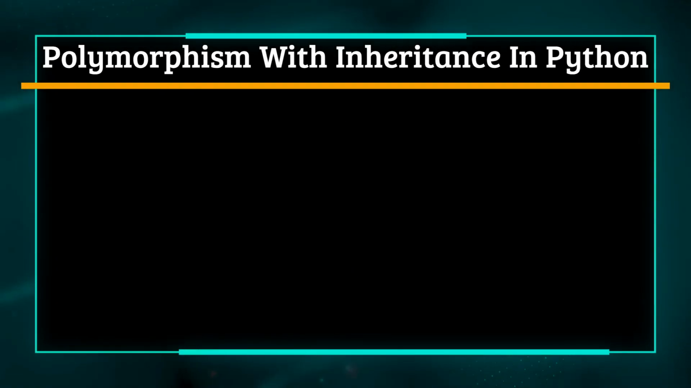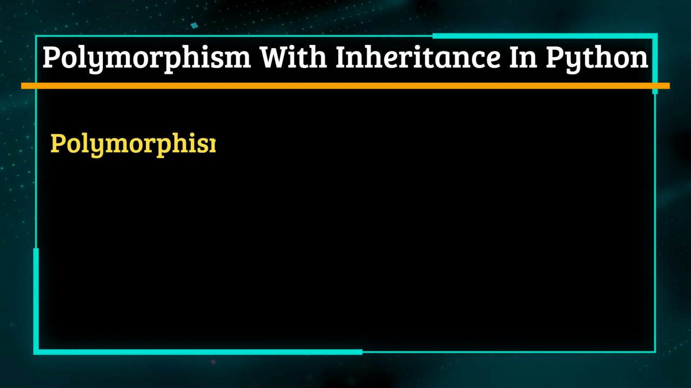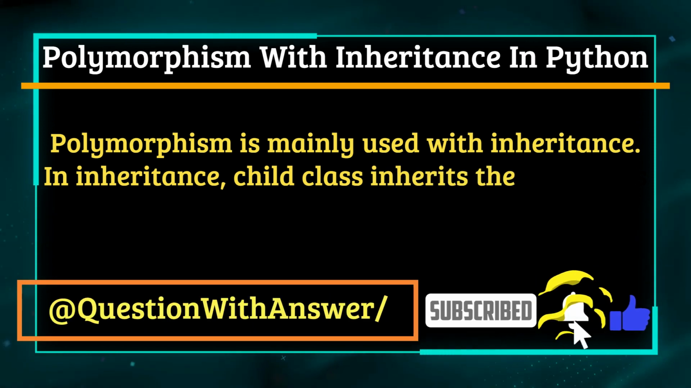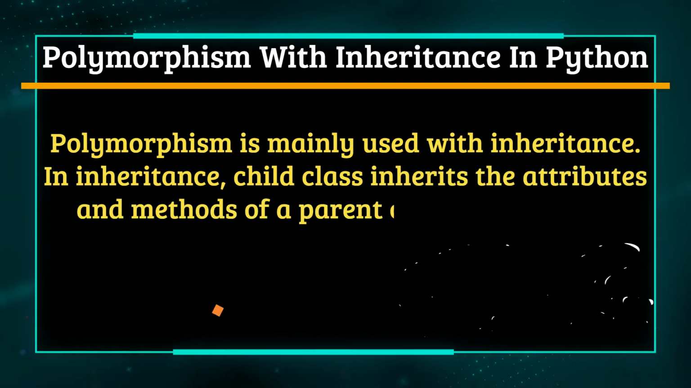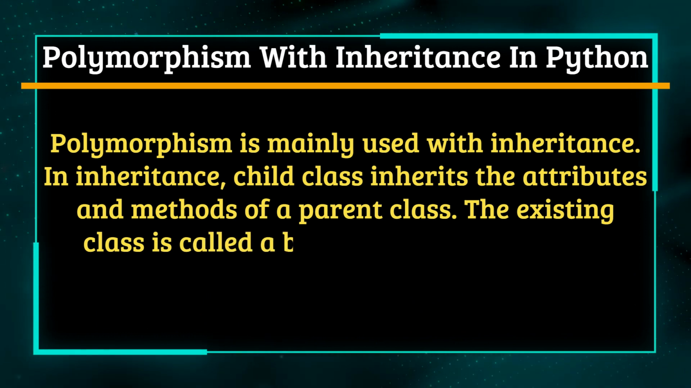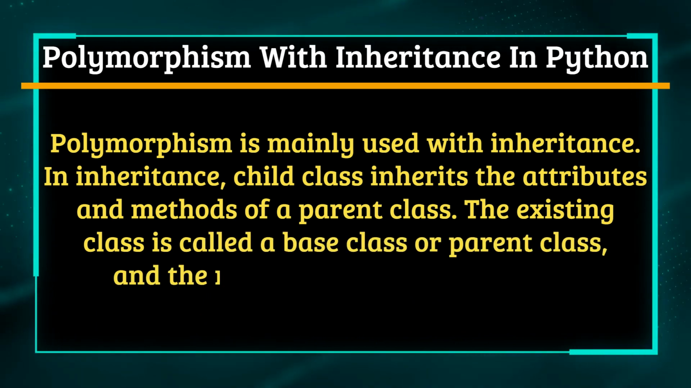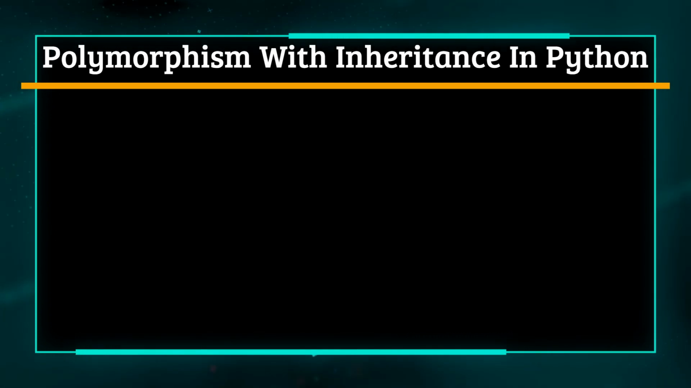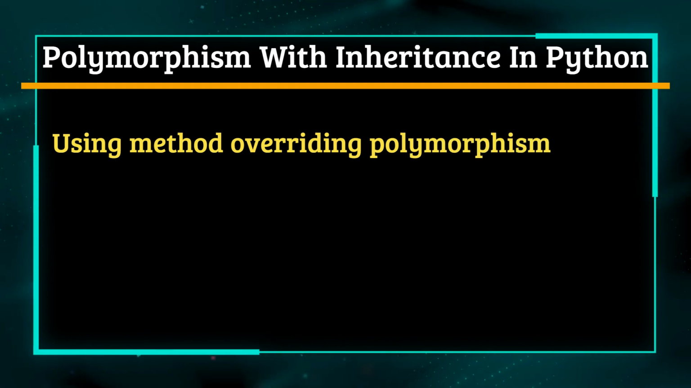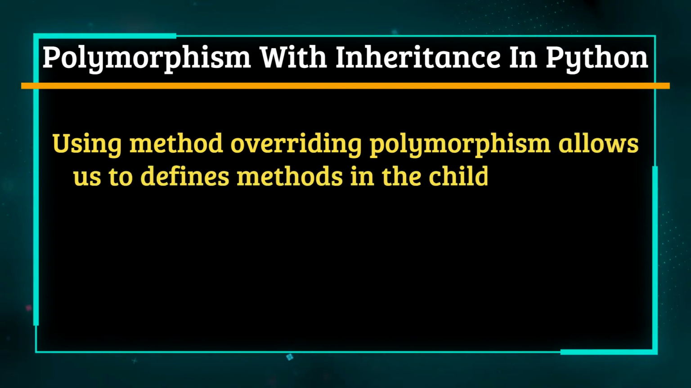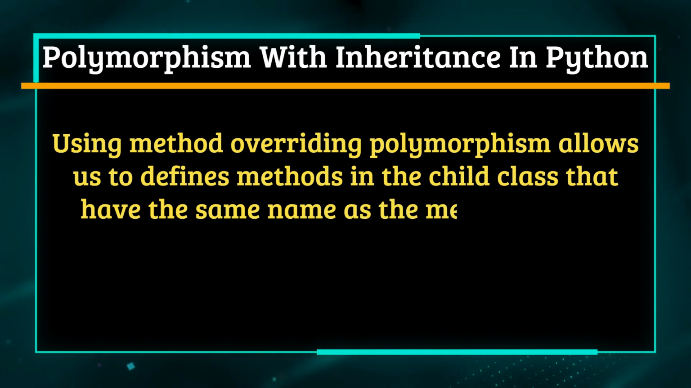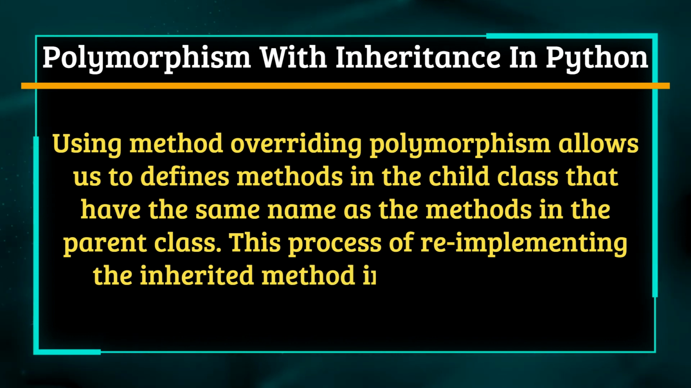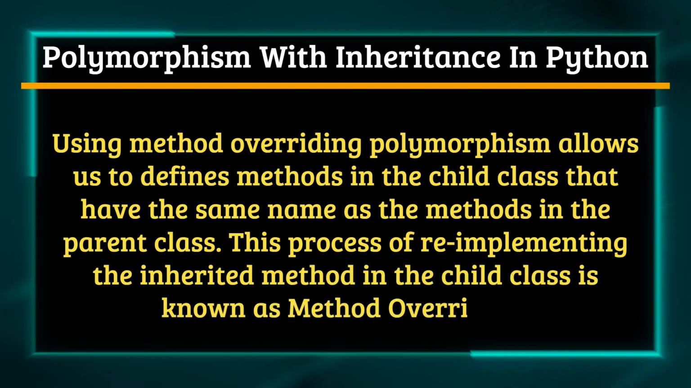Polymorphism with inheritance in Python. Polymorphism is mainly used with inheritance. In inheritance, a child class inherits the attributes and methods of a parent class. The existing class is called a base class or parent class, and the new class is called a subclass, child class, or derived class. Using method overriding, polymorphism allows us to define methods in the child class that have the same name as the methods in the parent class. This process of re-implementing the inherited method in the child class is known as method overriding.